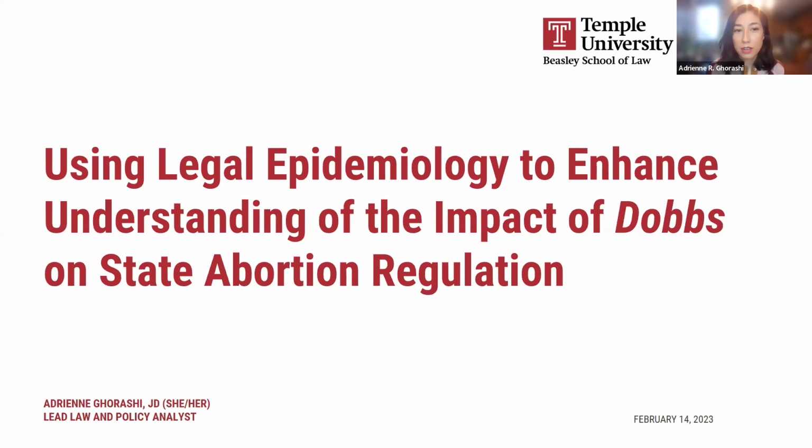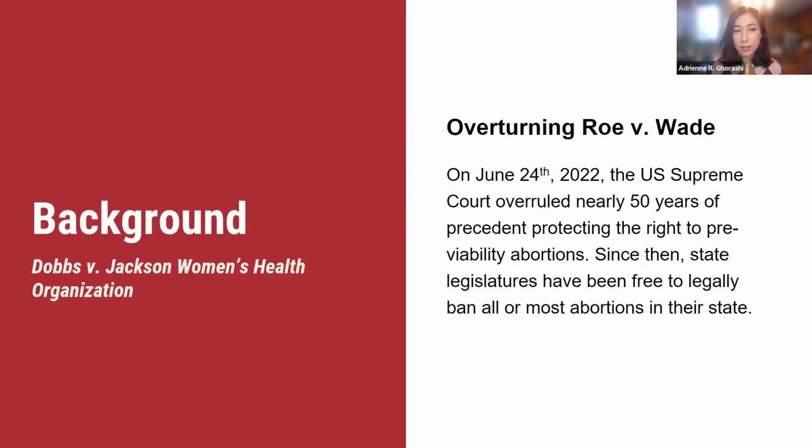I'm going to talk about our ongoing efforts to track legal developments post-Dobbs on the state level. Next slide. So I'm assuming most of you have heard about this case, but just in case, the Supreme Court back in June overturned Roe v. Wade and the protections that came with it. And so since then, we've seen a rapid shift in the legal landscape of abortion. Next slide, please.